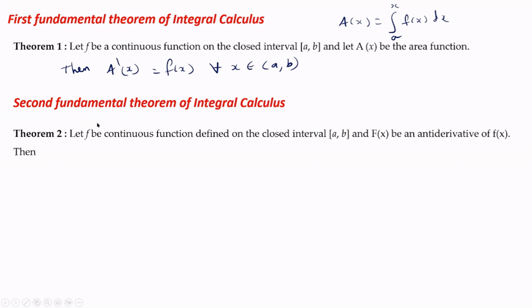Next we have the second fundamental theorem of integral calculus. It states that let f be a continuous function defined on the closed interval a comma b and F of x be the antiderivative of this function f. Then integral a to b f of x dx is equal to the antiderivative with the limits a to b. This is nothing but F of b minus F of a. This is the second fundamental theorem of integral calculus.